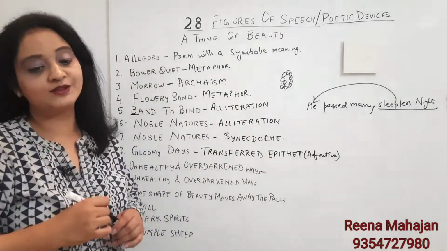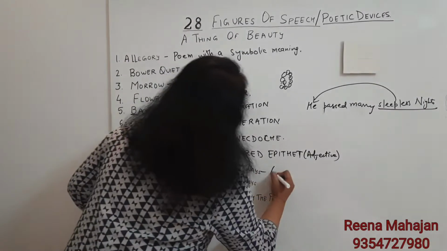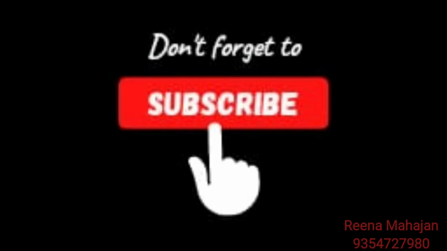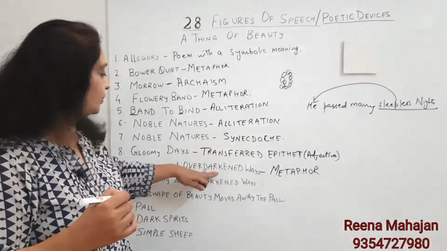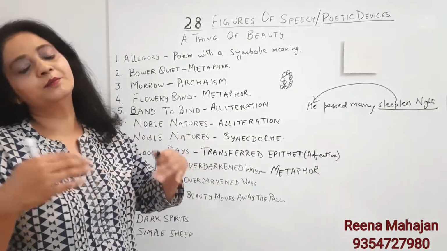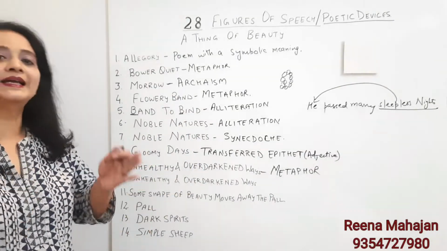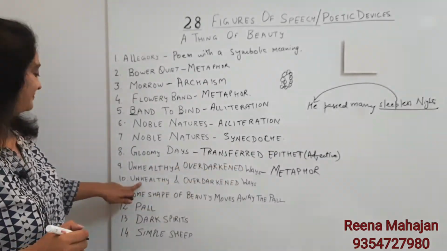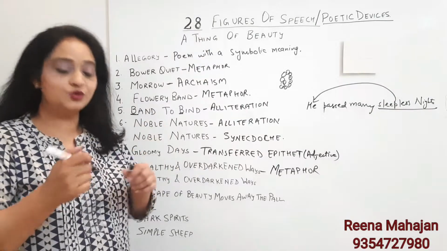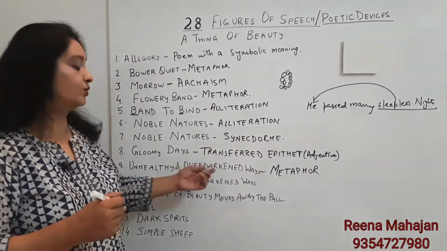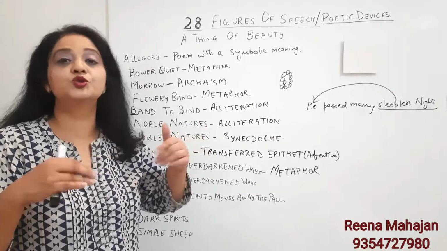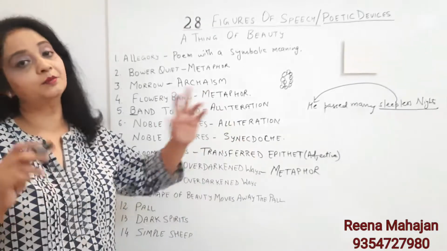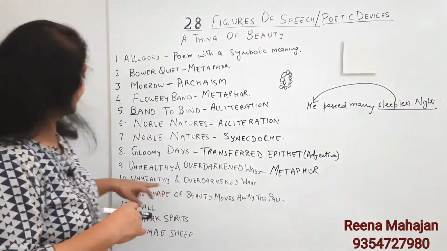Unhealthy and over darkened ways. This is a metaphor. Why? Because the dark ways have been compared to human beings and their ways of dealing with things, right? So it is a metaphor. रास्ता, he says रास्ता, जो गलत रास्ते, जो अनहेल्दी और ओवर डार्कन्ड रास्ते हमने चूज किए अपनी लाइफ को स्पेंड करने के लिए ह्यूमन बींग्स ने, ways have been compared to the way we handle things, right?